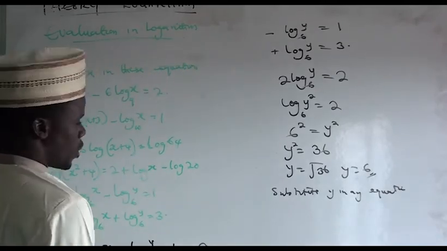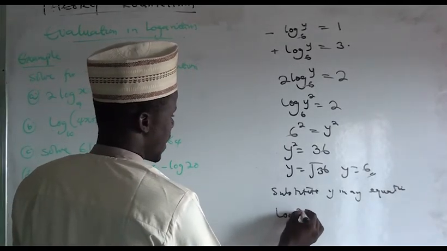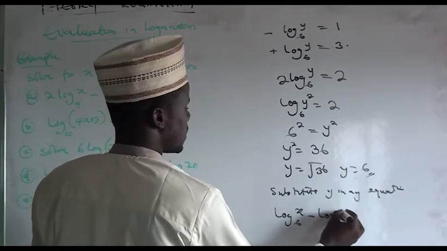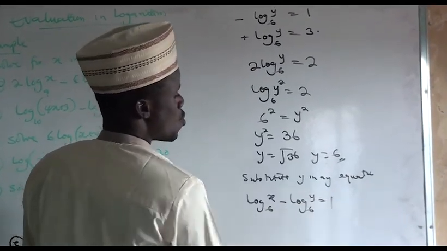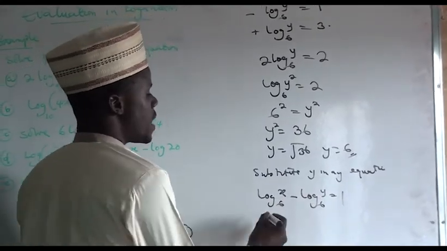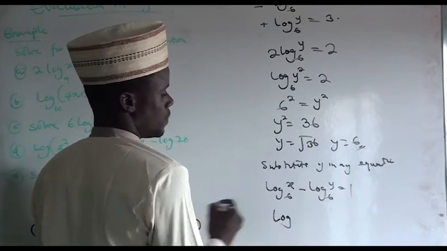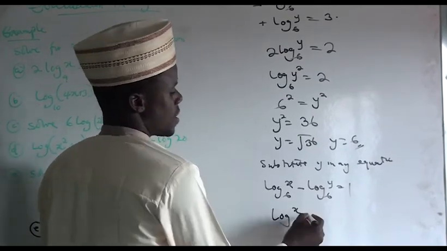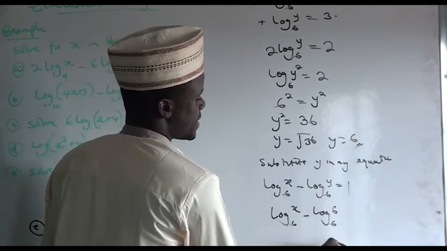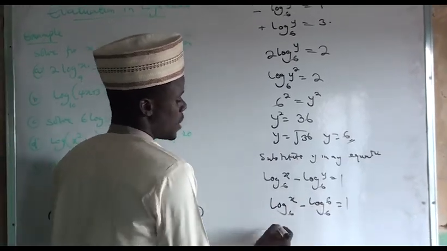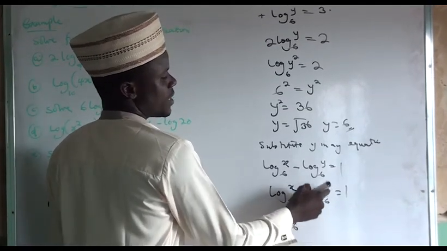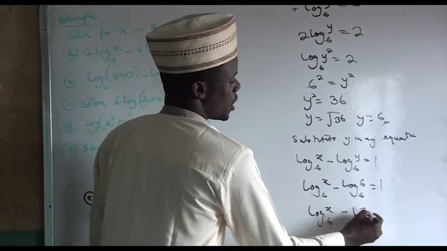That is when we take equation 1, when we say log x base 6 minus log y base 6 equals 1. So now wherever we see y, we put 6. So here we can say log x base 6 minus log 6 base 6 equals 1.